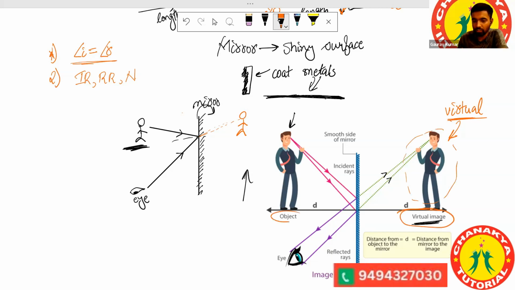Whereas the man is actually standing on the same side as the eyes. So this thing is the object. This object can be anything: a box, a chair, a table, or anything. So this is the real object, which is on the same side, whereas this image, which we are seeing due to reflection of this person, is the virtual image. The distance between the mirror and this man is d. Then the same distance will be there between the mirror and the image.